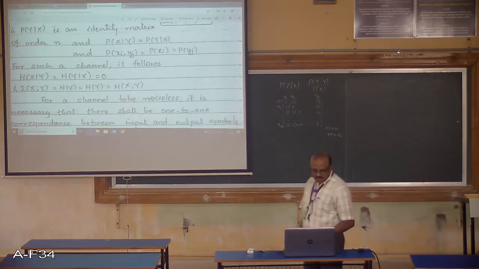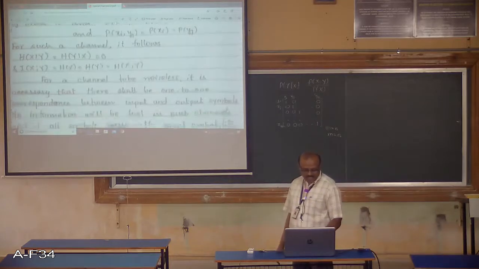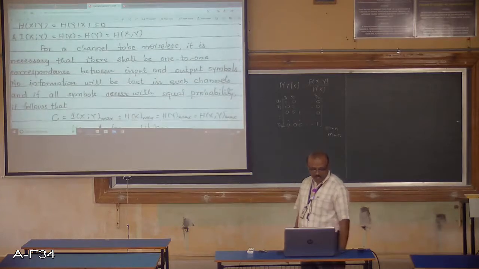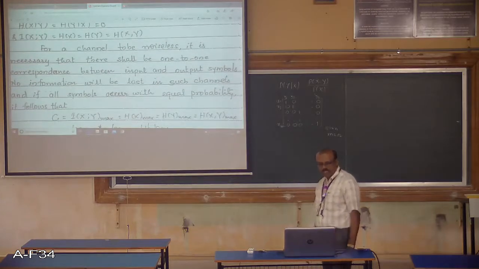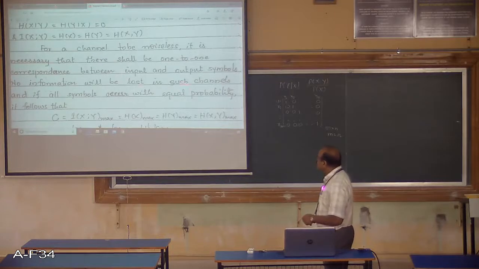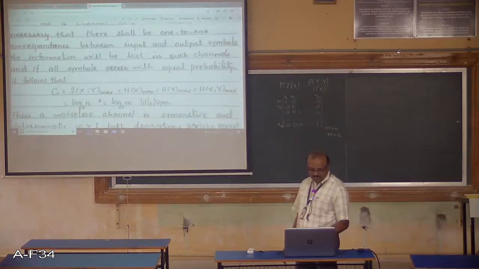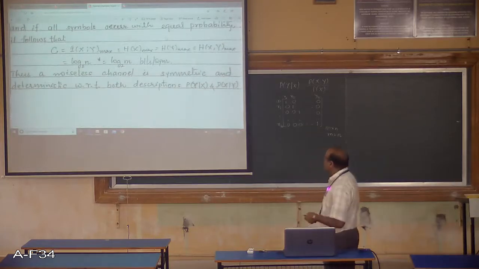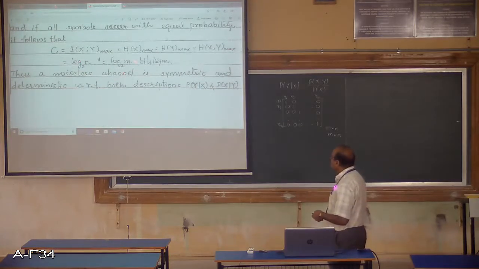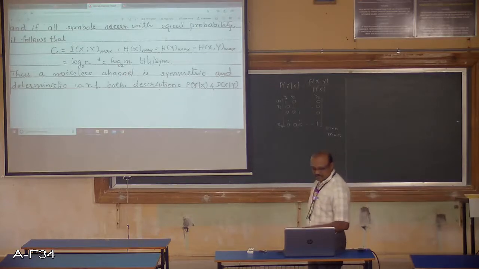Okay. So for a channel to be noiseless, it is necessary that there shall be a one-to-one correspondence between input and output symbols. No information is lost in such channels, and if all symbols occur with equal probability, it follows that these are maximum values, and that is the channel capacity. Either it is log of n or log of m, because it is a square matrix.